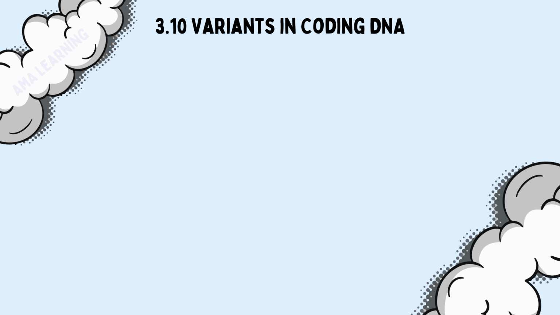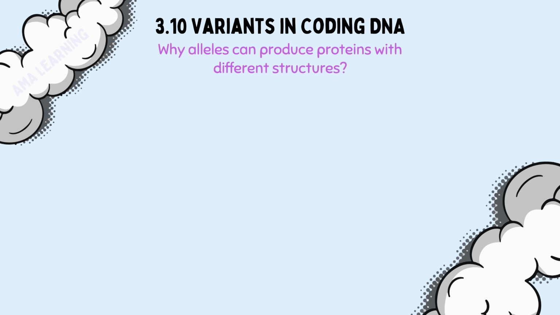Let's apply what we have learnt to a past paper question. In this question, we are being asked to explain why alleles can produce proteins with different structures. This means we must use this lesson to describe why alleles are produced and answer the remainder of the question using specification 0.3.8b with a specific focus on transcription.